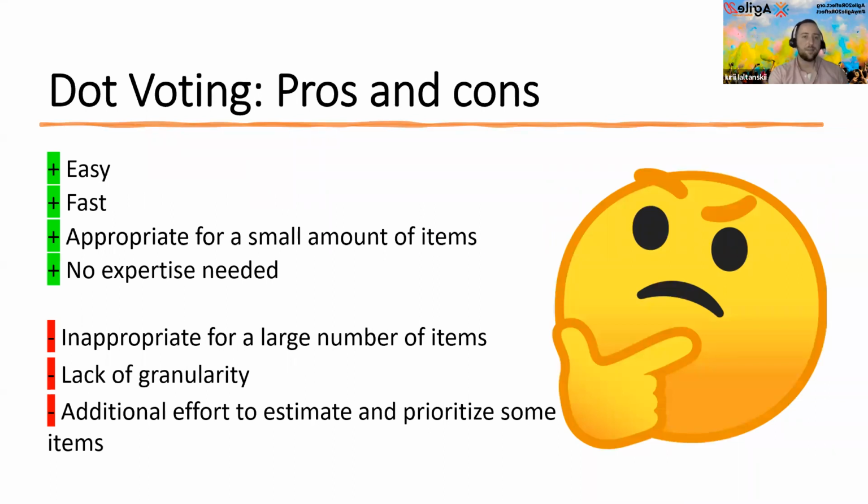It's easy, it's fast, but as I said, it's only appropriate for a small amount of items, because if you have a large amount of items, it would be complicated. You would lack granularity, and you would need more refinement sessions to establish acceptance criteria and to clarify each backlog item in this case. So that's it. Any questions regarding this one?